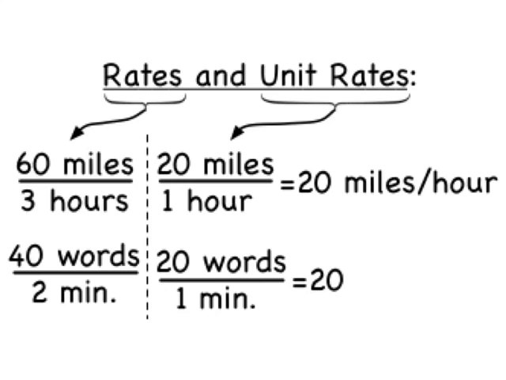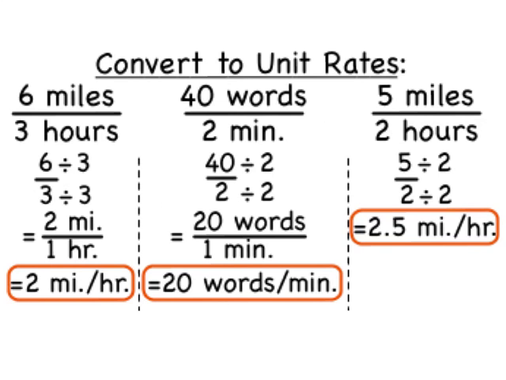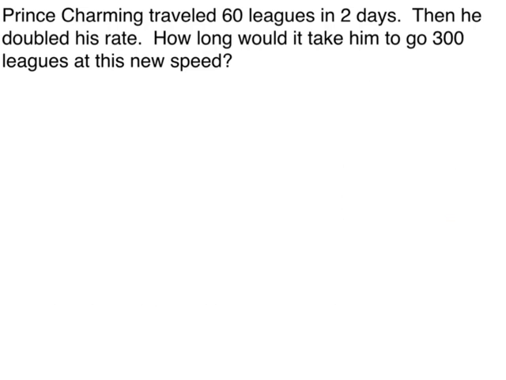We've worked with rates before, and unit rates. A unit means something to one. So if we take a rate of 60 miles in 3 hours, we can reduce that to 20 miles in 1 hour. Same thing here, 40 words in 2 minutes would equal 20 words in 1 minute. To convert to unit rates, you simply divide the top number by the bottom, and then you'll get your unit, or times 1, rate.